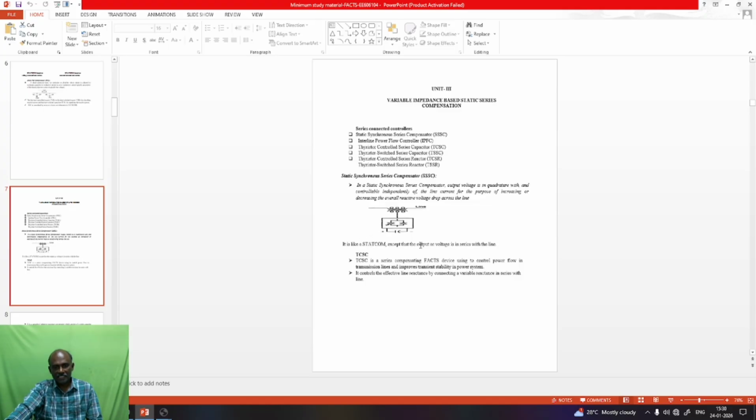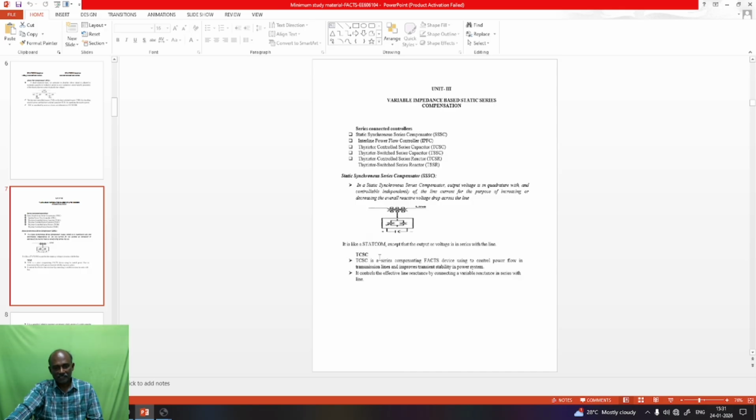So it is like a STATCOM except that the output AC voltage is in series with the line. So here the AC voltage is in series. That is the difference. In STATCOM it is shunt, here the output AC voltage is in series with the line.